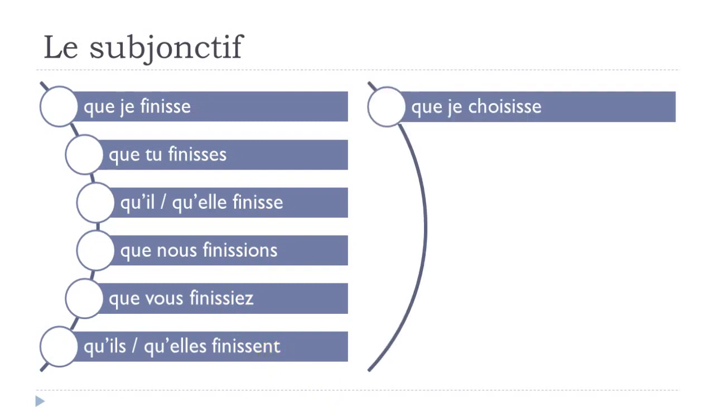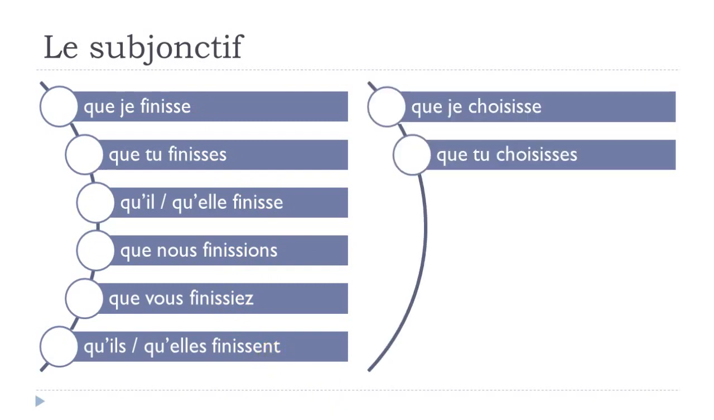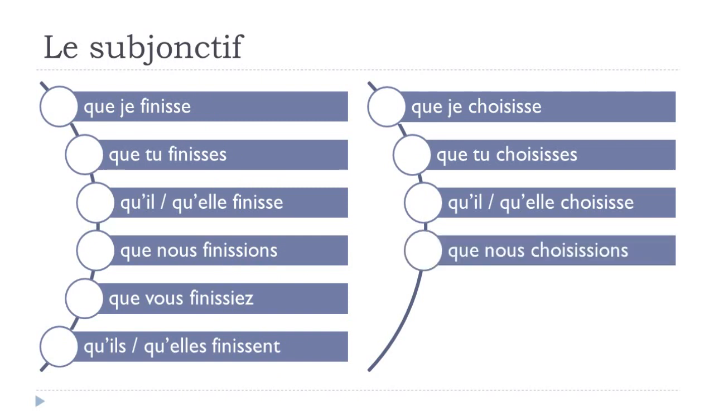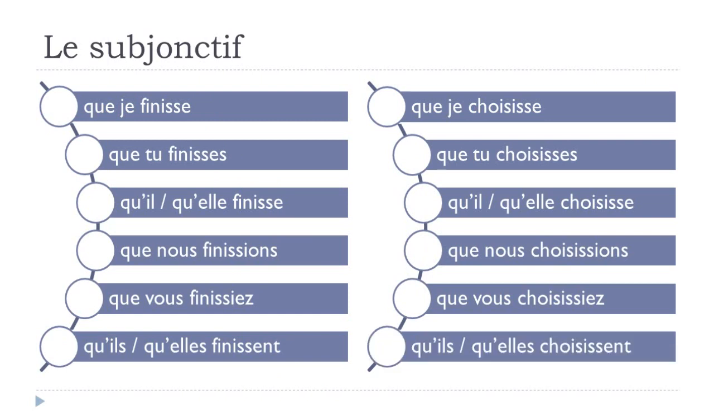And then, que je choisisse, que tu choisisses, qu'il choisisse, qu'elle choisisse, que nous choisissions, que vous choisissiez, qu'ils choisissent, qu'elles choisissent. All right. So the good thing is that for the second group of verbs, basically you don't have any major difference between the je, tu, il, elle, nous, vous, and ils, elles. You've got the same first part, okay? You just need to put the endings after.